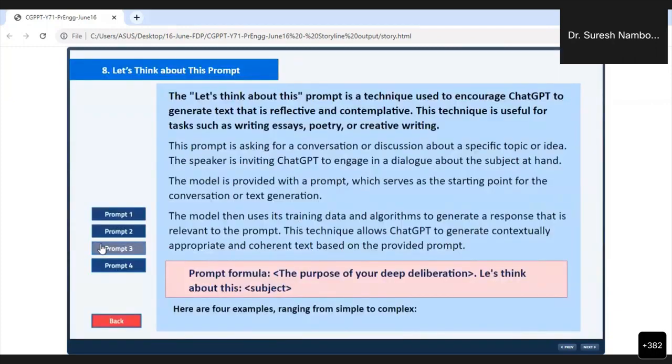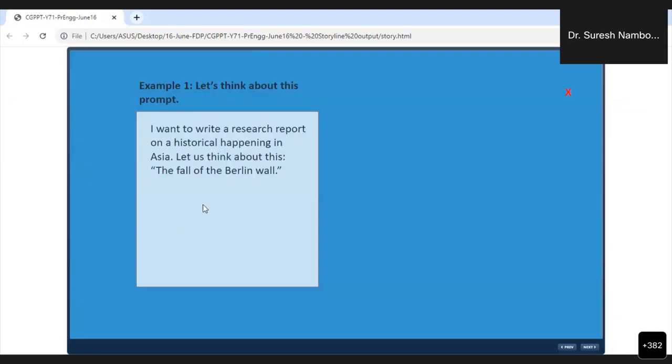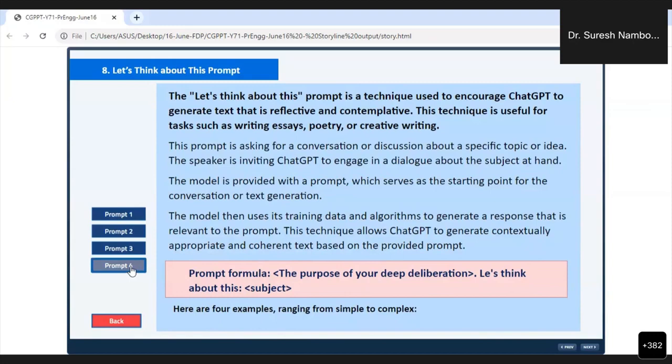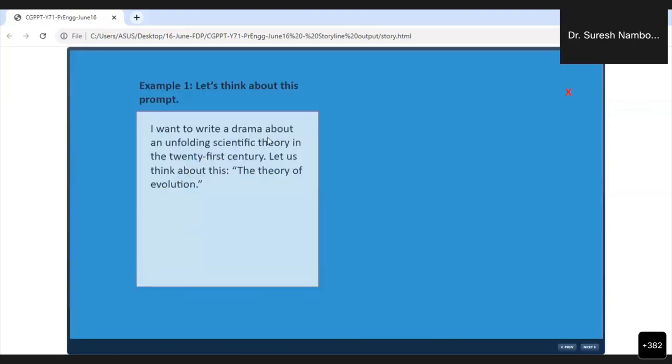Now let us see prompt 3. From 1, 2, 3, 4, I am increasing the complexity. I want to write a research report on a historical happening in Asia. Let us think about this: the fall of the Berlin Wall. Another one: I want to write a drama about an unfolding scientific theory in the 21st century. Let us think about this: the theory of evolution.